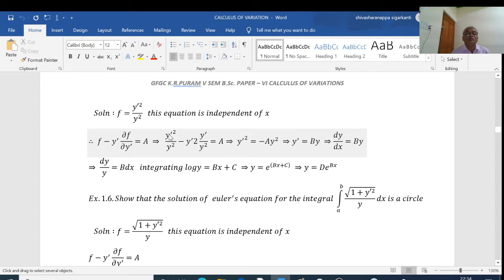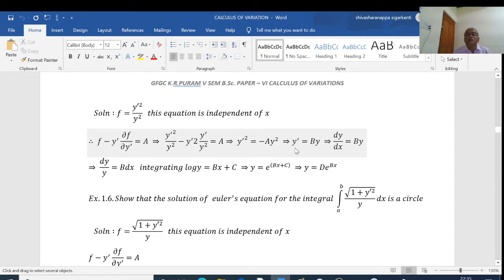So that is here left hand side is y dash square minus 2y dash square, that is minus y dash square. Minus y dash square equal to a into y square, or y dash square is equal to minus a into y square. Now if we take the square root here, we get y dash equal to root of minus a, I will take some other constant quantity, say b into y square, root of y square is equal to y.